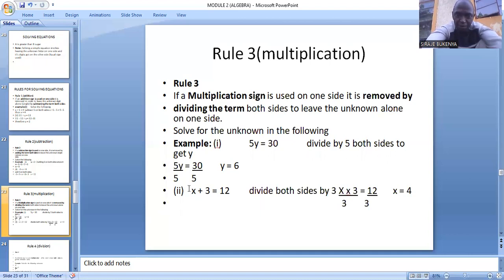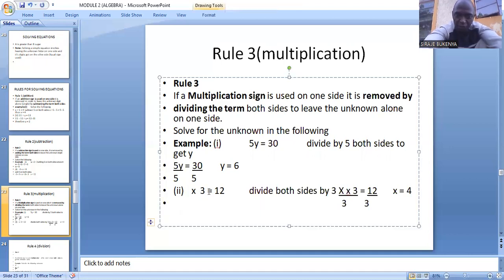I think here there is some error that we made here. It's supposed to be 3x is equal to 12. And then you can solve that by dividing by 3 both sides. That's how you do it.